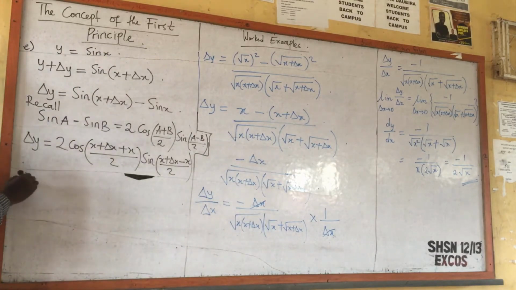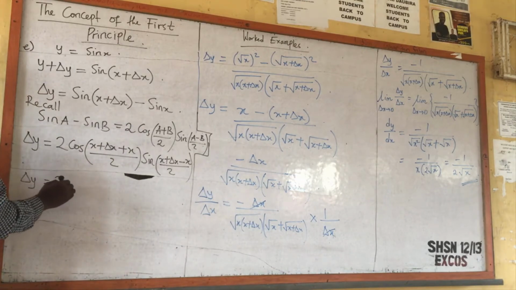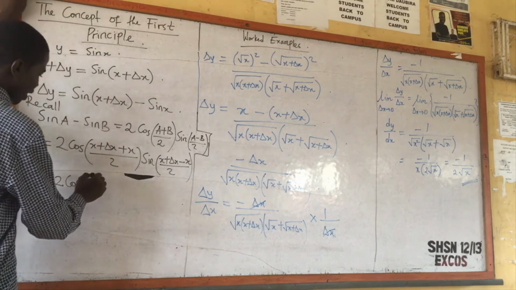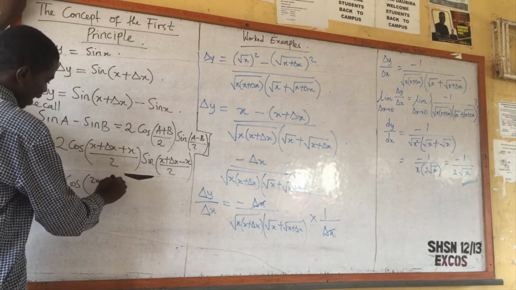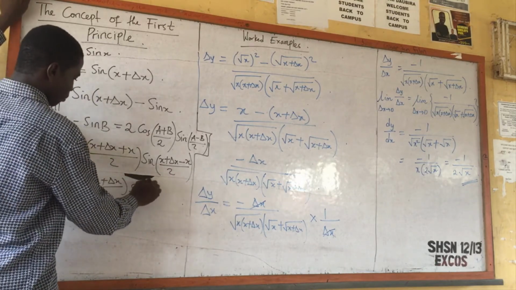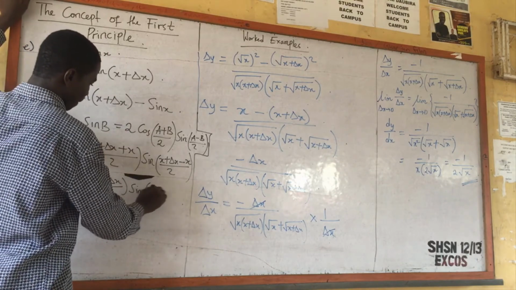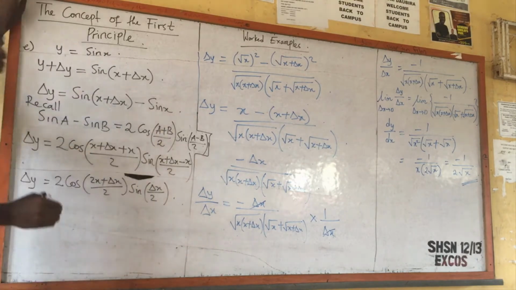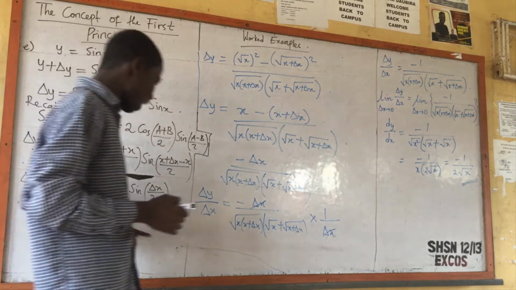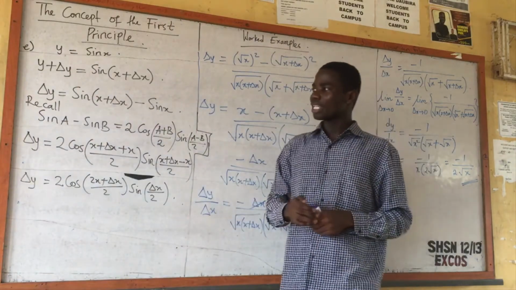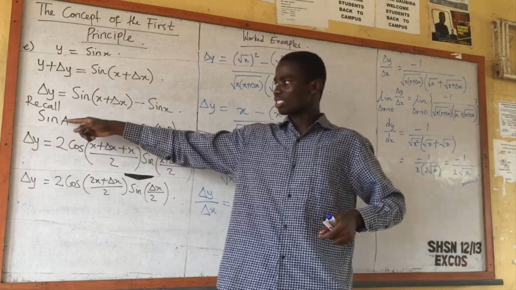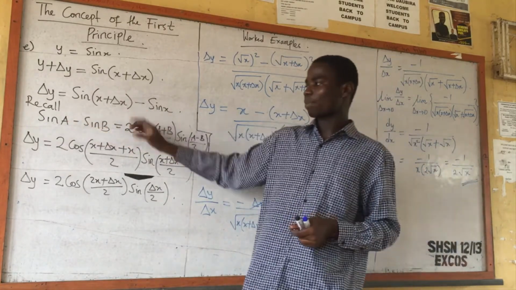So I will have delta y equal to 2 cos of, s plus s gives me 2s, so 2s plus delta s over 2, times sine of delta s over 2, because s minus s gives me 0. So that is what I obtain now. The secret behind solving this by first principle is to know this trigonometry identity. That's what I have applied here.